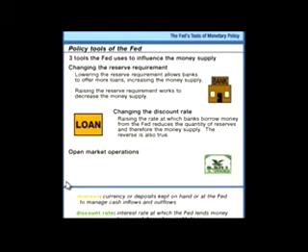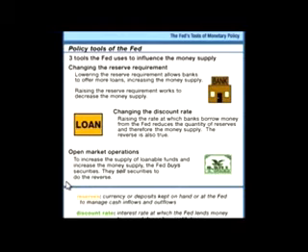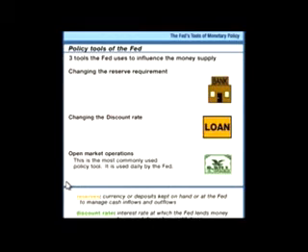So these are the three policy tools of the Fed: change the reserve requirement, make discount loans to banks, or open market operations. Now, open market operations are by far the most commonly used Federal Reserve policy tool. The Fed does open market operations every business day, increasing or decreasing the amount of bank reserves in pursuit of its policy goals. The reserve requirement is the least frequently used tool because it's the most powerful.